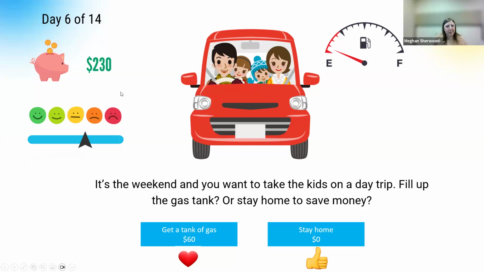We have some money in our budget. What are we thinking? Should we get a tank of gas and get out of town for a little bit, or should we stay home? So thumbs up for staying home, heart for getting a tank of gas. Looks like lots of thumbs up coming in. Okay. So we are going to choose to stay home.